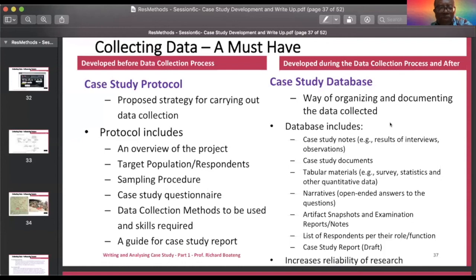So what we are emphasizing here is that in your thesis, when you're starting, you start with the case study protocol. When you finish, you develop a case study database. That would have told us, but technically, you don't produce it in your work. What you show in your work is the case study report. And at the end of your work, you show us the list of respondents.